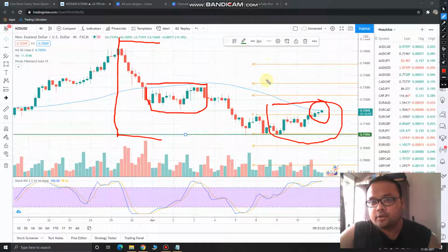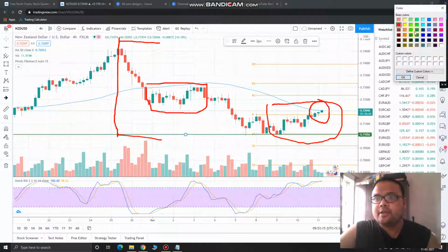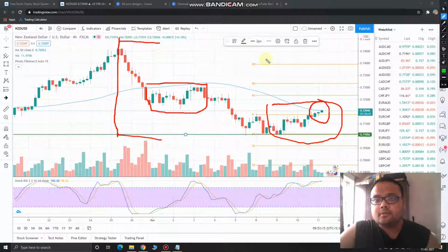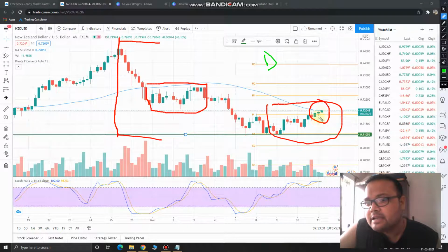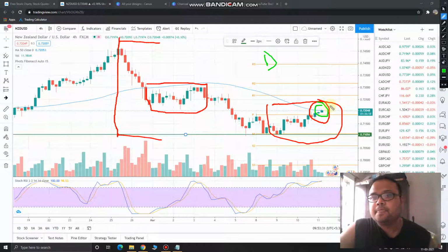So what can we do today, or what should be the strategy for today? The first strategy can be, if you are a risk taker and you've got some risk appetite, then wait for the market to reverse from this 50 moving average. You can see that market is trading below the 50 moving average, and right now market is almost trading at the 50 moving average.